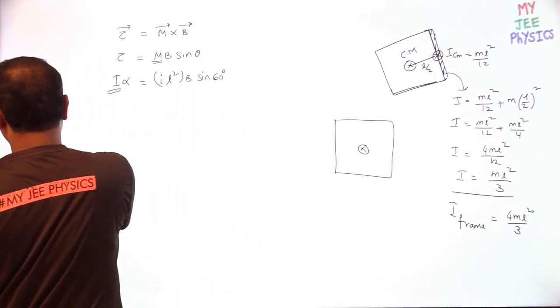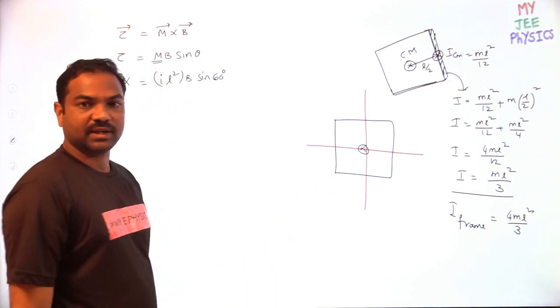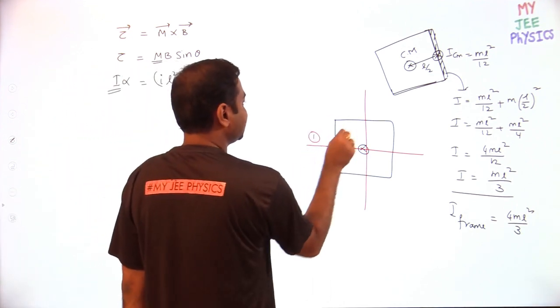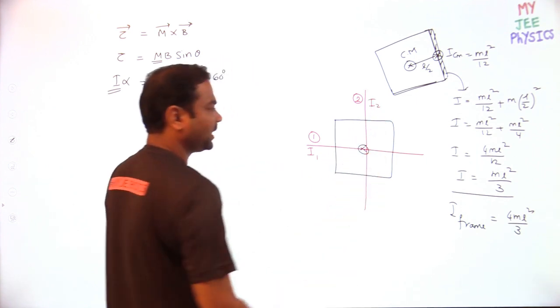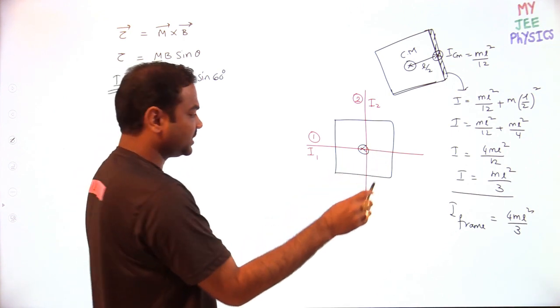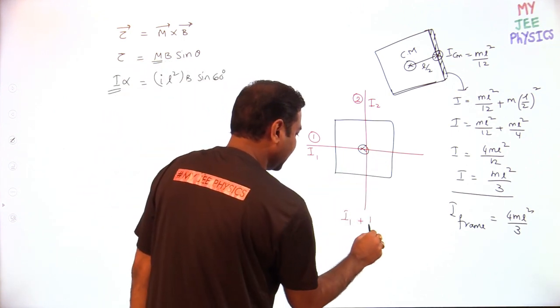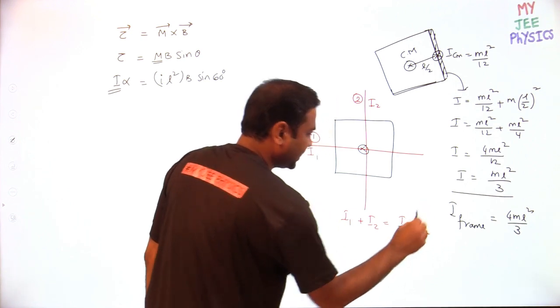Now if I take the perpendicular axis logic, these are the two axes I am taking. This is the first axis, this is the second axis. I1 and I2 will be the same only because of symmetry. I can use the perpendicular axis theorem logic. Then I1 plus I2 should be equal to I of the frame, which is perpendicular.